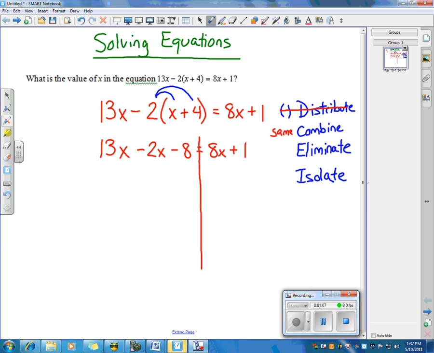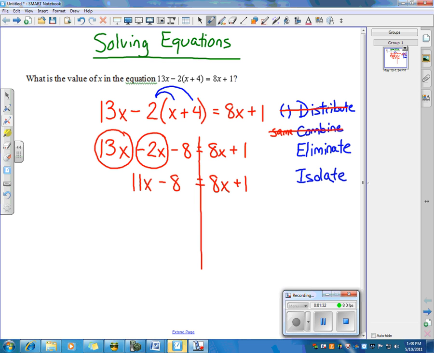So, really the only like terms I have are positive 13 and a negative 2. And we can combine those. 13 and a negative 2 would be positive 11x minus 8 equals 8x plus 1. So there's nothing else that we can combine, so I'm going to cross that step out.